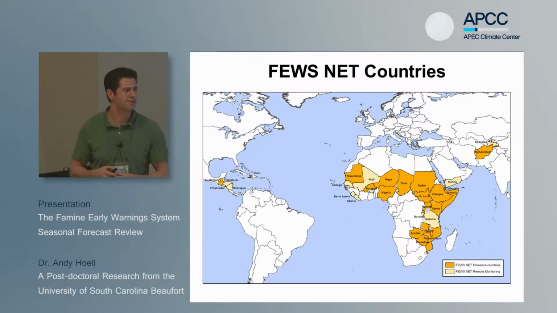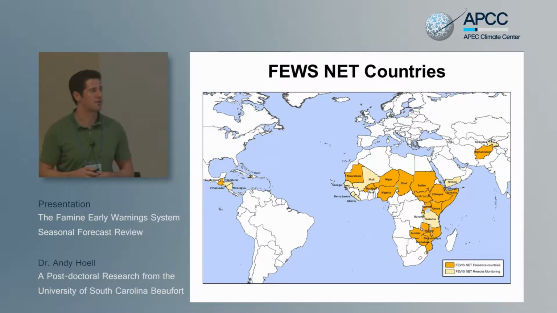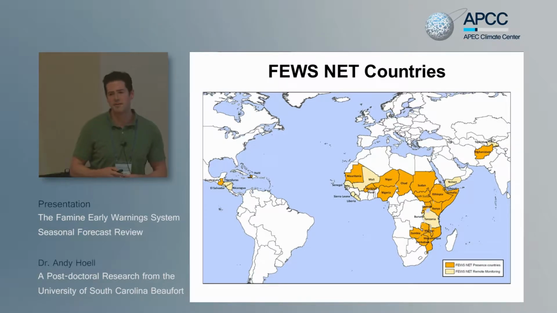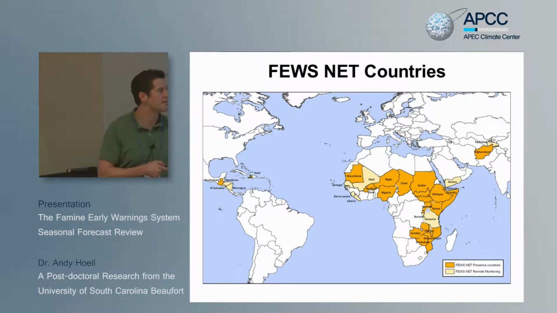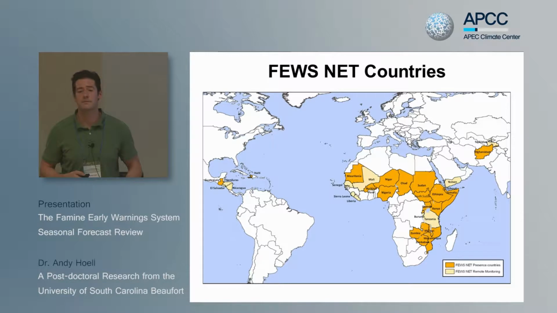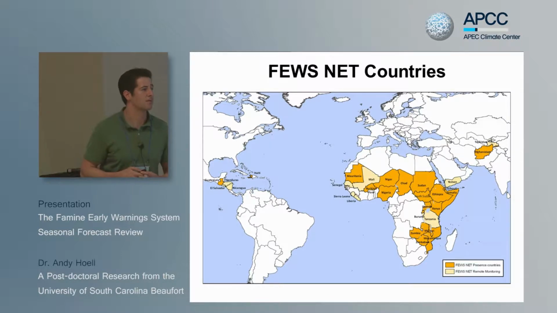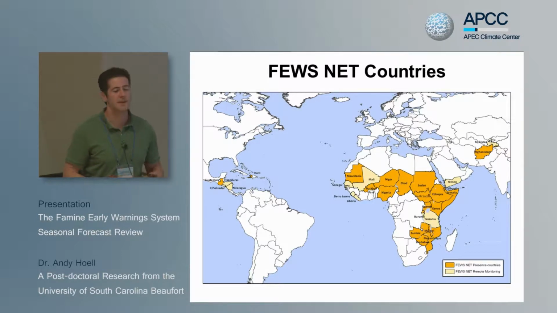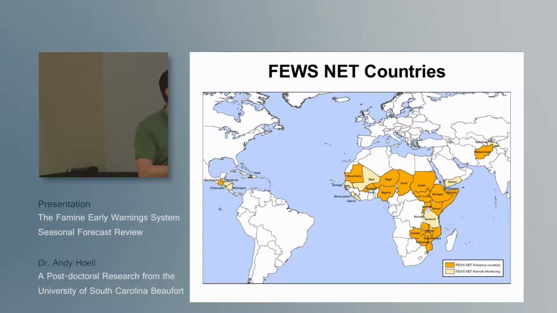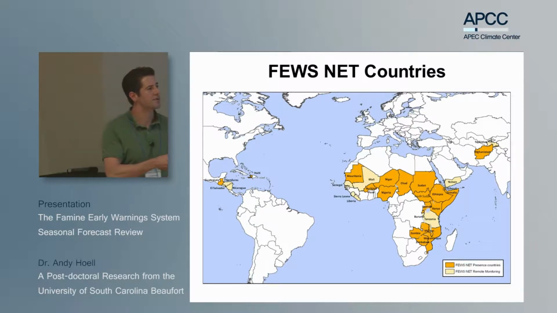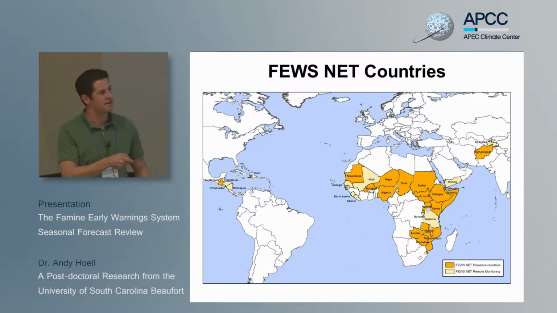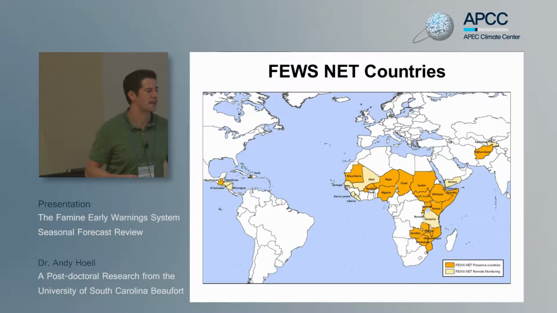Now FEWSnet countries are quite broad and spread out across the world. They're broken down into sub-regions, the first one being Central America and the Caribbean. There are a number of different countries over Central America and the Caribbean that we look at. But FEWSnet really began in sub-Saharan Africa, so it can be broken down into four main regions. The first is West Africa, anything really west of Chad. Then East Africa, anything east of Sudan.